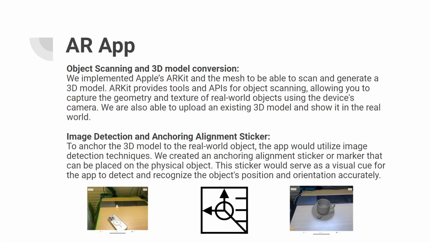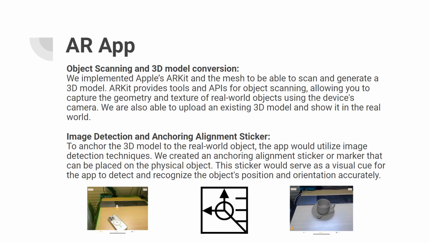We are also able to upload an existing 3D model and show it in the real world. This allows for larger applications like the whole fuselage or a big surface. So instead of having to scan the whole thing, we can upload the existing model. Or for smaller applications, as you can see, the cup. In our case, it was the panel, so we uploaded it into the app's library where we can add or remove multiple models. From there, we can bring the 3D model into the real world and use the image detection anchoring, which Hal will talk about.